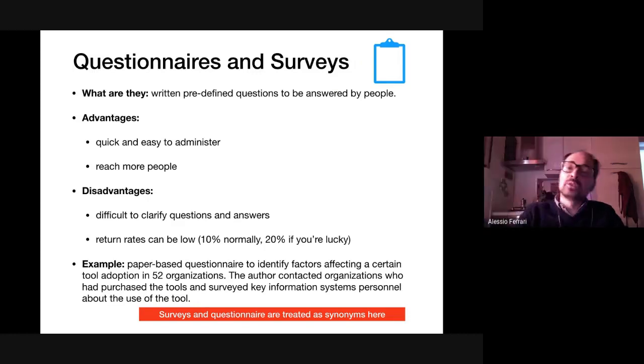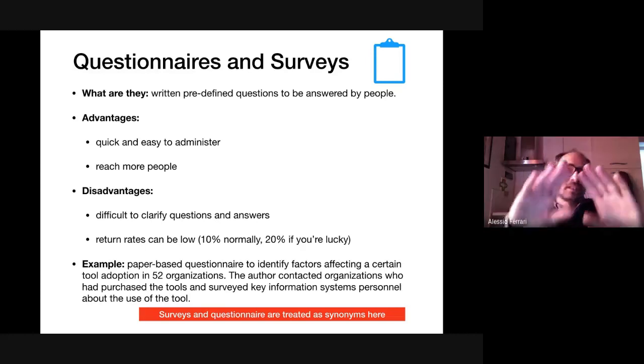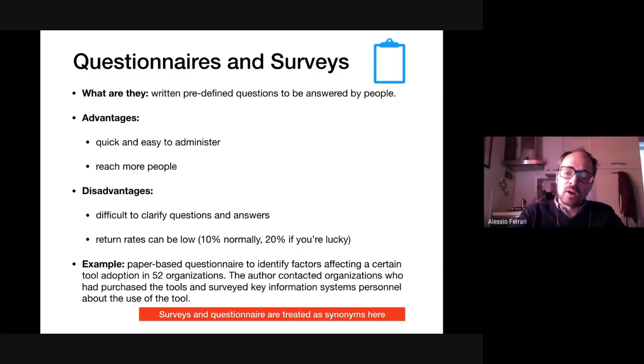While in an interview, you can invent questions while the interview develops. In here, you have to establish them, so you have to know a little bit more about your context. In this example, you have this paper-based questionnaire that was given to people to identify factors affecting the adoption of a certain tool in 52 organizations.